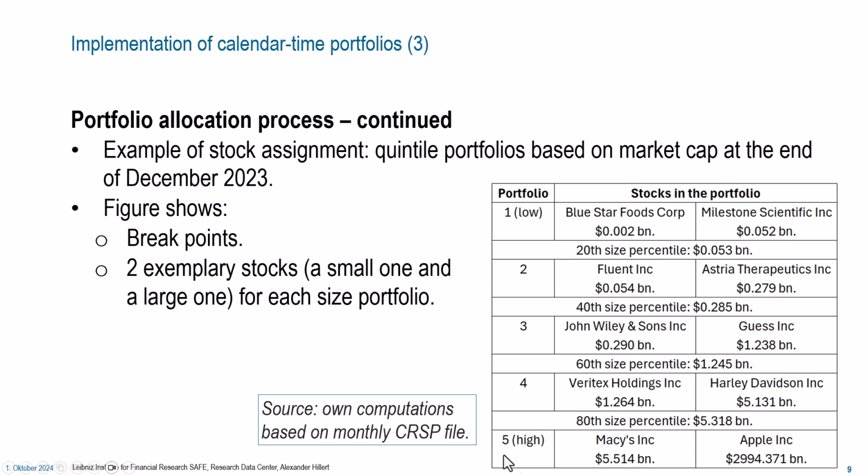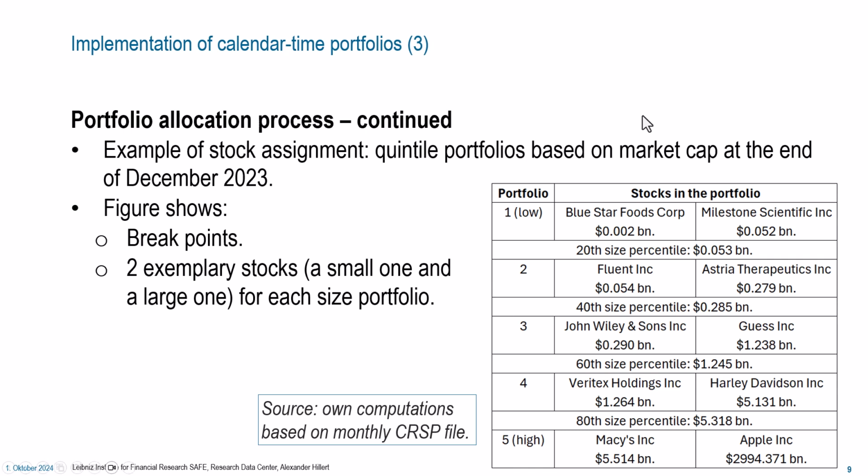And at the very top, we have companies like Macy's, just above the threshold. And then at the very, very top of the market cap distribution, we have Apple with a market cap of 2,994 billion US dollars.